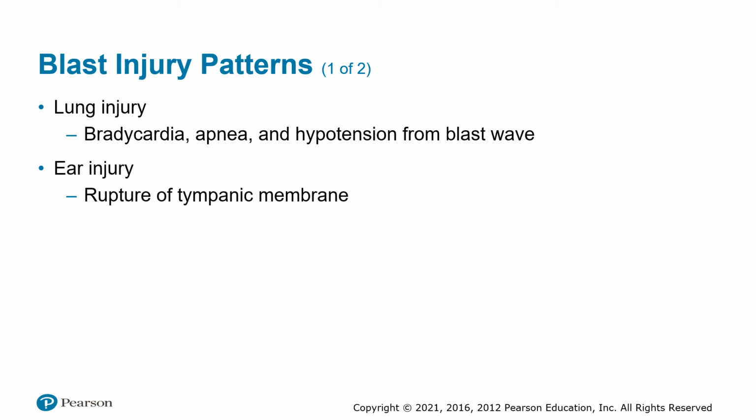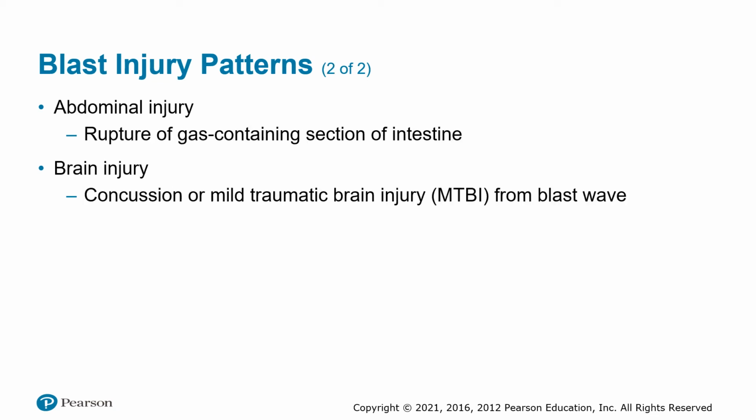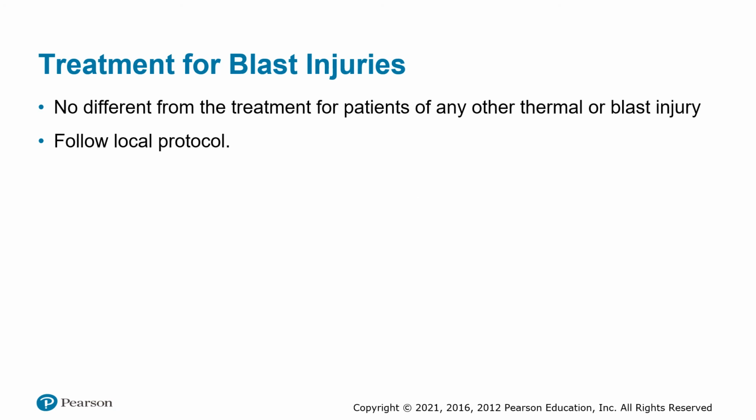Blast injury patterns: you can have some lung injury with bradycardia, apnea, and hypotension from the blast wave. You can have a ruptured tympanic membrane for an ear injury. In the abdomen, you're going to have some ruptured gas-containing sections of the intestines. Brain injuries: you're going to have concussions or mild TBI from the blast wave. You can also have coup contrecoup injuries. Treatment is no different from the treatment of any other thermal or blast injury, and just also follow protocol.